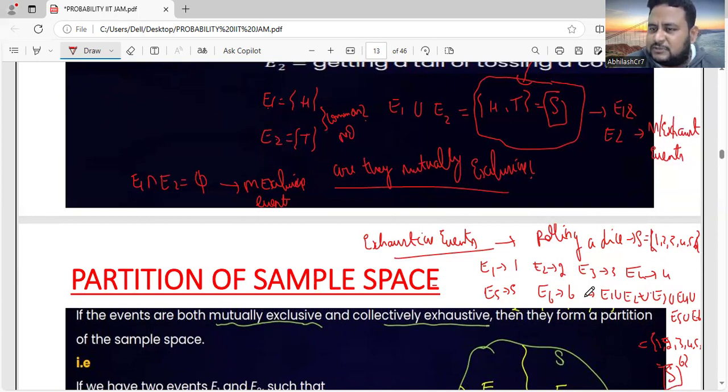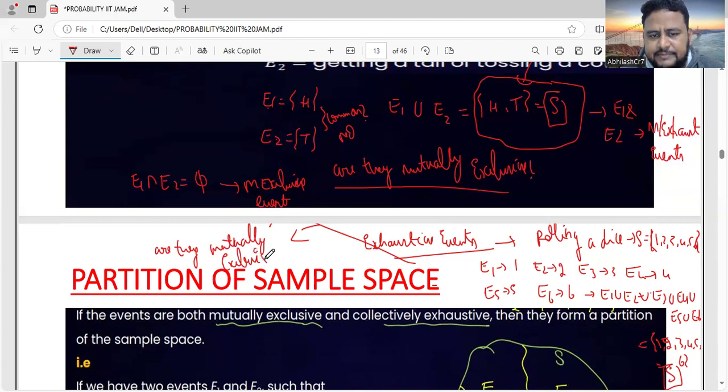So in this case, are they mutually exclusive? Please write in the comment section. In this experiment, in this example, are they mutually exclusive? Rolling a dice. Are they mutually exclusive? Please answer in the comment section. I want your answer.